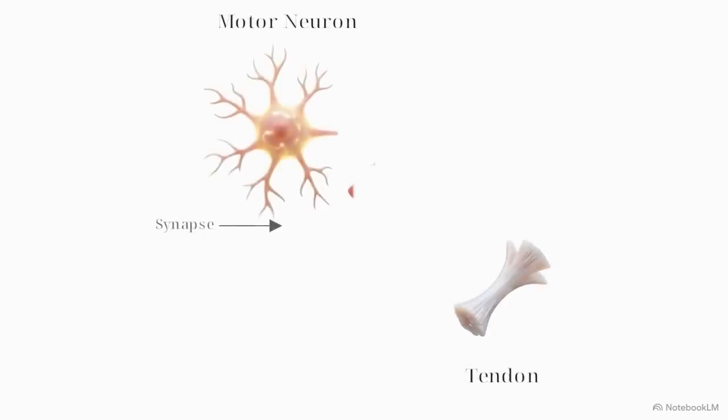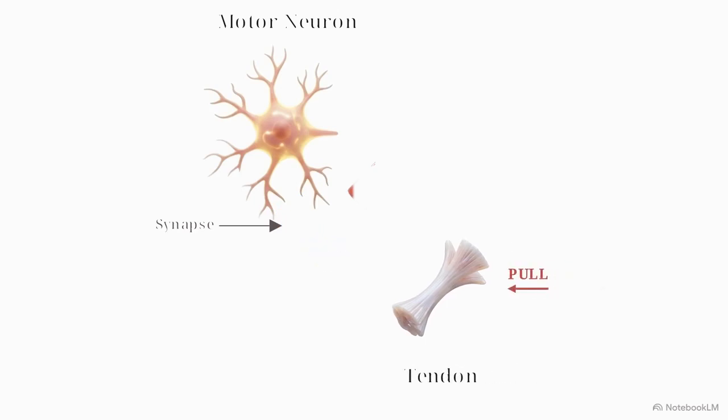Now, connect the wiring to the motor. When the electrical impulse reaches the synapse, it triggers neurotransmitters across the gap. These land on a striated muscle fiber, commanding it to contract, pull the tendon, and move your bone.